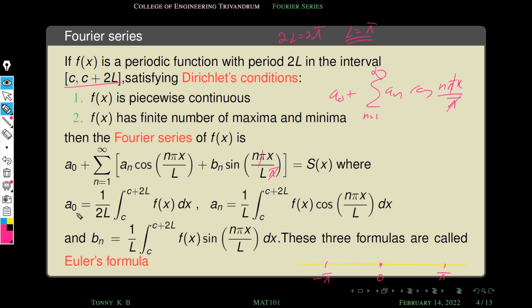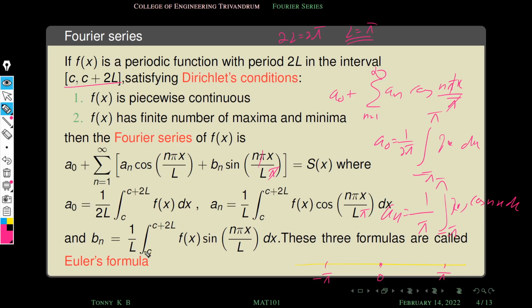And what are the analogous changes in a0, an and bn? Our a0 becomes 1 by 2 pi times the integral from c to c plus 2L. Instead of c to c plus 2L, our interval is minus pi to plus pi. So a0 equals 1 by 2 pi integral from minus pi to plus pi of f of x dx. And what about an? An is equal to 1 by L, and L is pi. So 1 by pi integral from minus pi to plus pi of f of x cos n pi x by L. In this case L equals pi, so this becomes cos nx. So f of x cos nx dx.